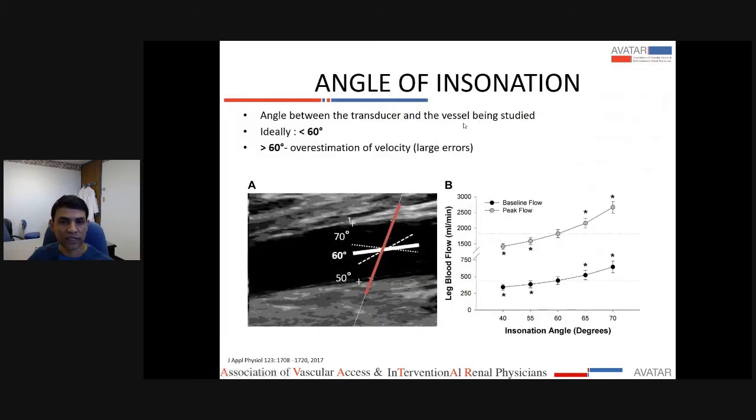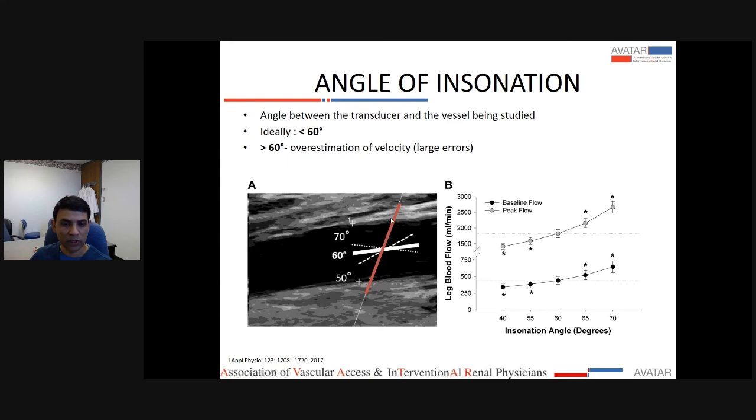Coming to the angle of inclination, this is one of the most important things that we need to know when we evaluate flow, because if our angle of inclination is incorrect, then the flows that we record through a fistula will be poor. So the angle of inclination is the angle between the transducer and the vessel being studied. Ideally, it should be less than 60.